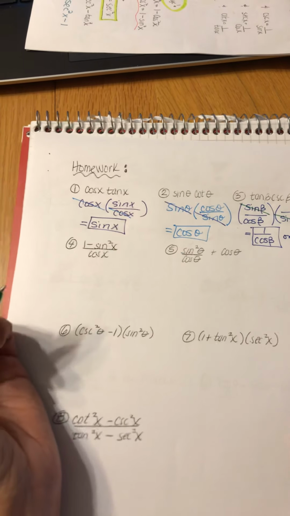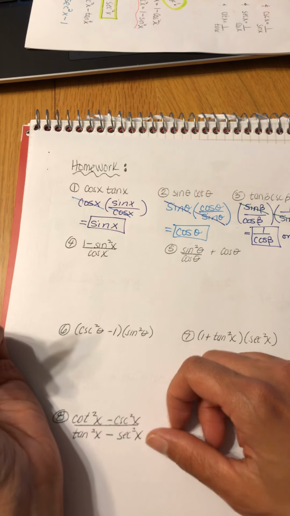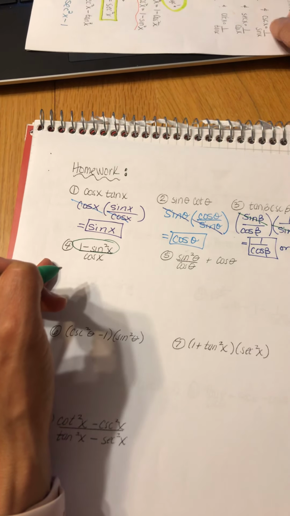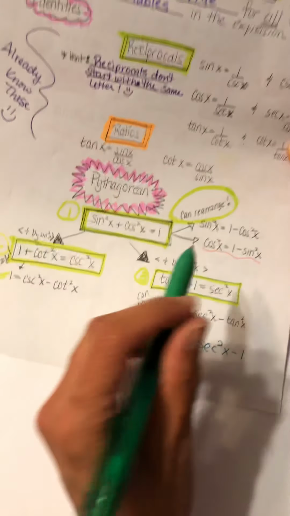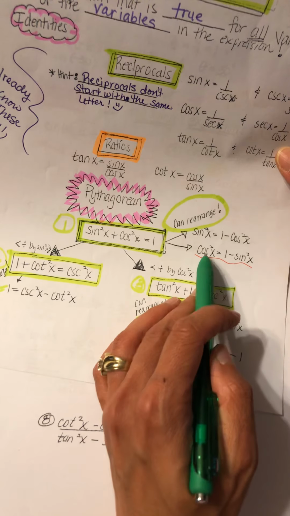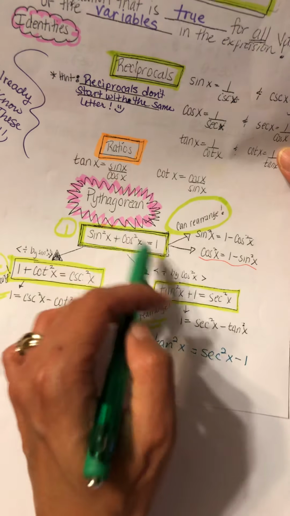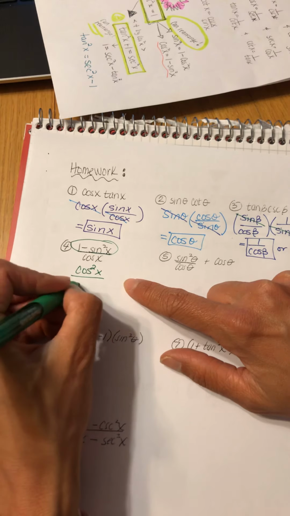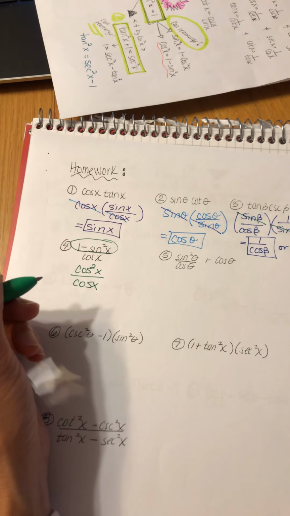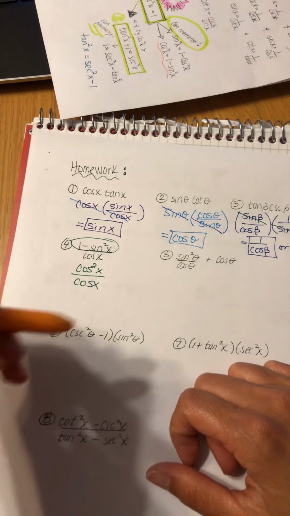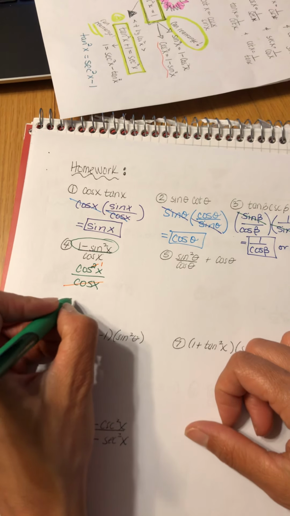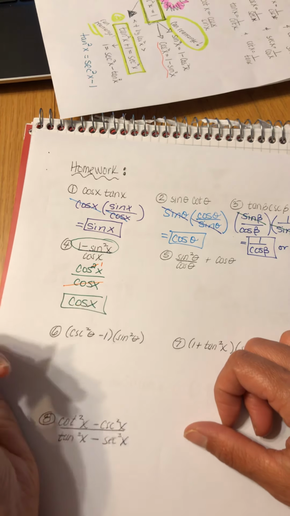Number four, 1 minus sine squared over cosine of x. 1 minus sine squared should look highly familiar. 1 minus sine squared, right here. 1 minus sine squared is equal to cosine squared x. It's the big kahuna rearranged. So I'm going to replace 1 minus sine squared with cosine squared of x over cosine of x. Well, I have 2 cosines in the top, 1 cosine in the bottom. So this one is going to cancel out and take away one of those from the top. So all I have left is cosine of x.